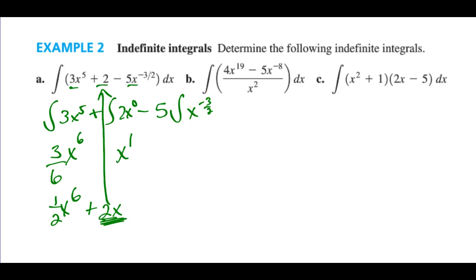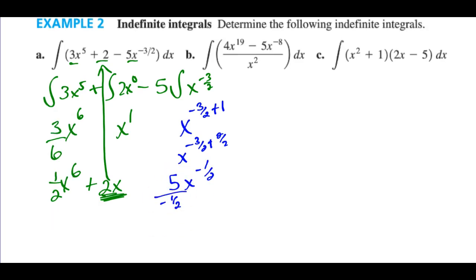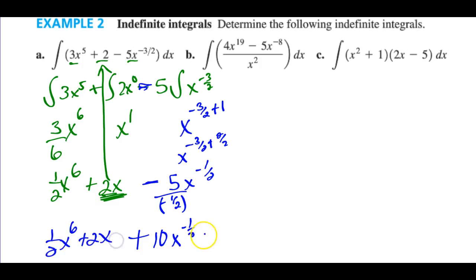Now this one's a little bit harder. So I'm going to increase this guy by 1. And that's like taking negative 3 halves plus 2 halves, which is really x to the negative 1/2. But remember, I have to divide by that as well. So 5 divided by negative 1/2. Now remember, you got this negative out there too. So we got 2 is positive 10. Because instead of dividing by a fraction, you multiply by the reciprocal, x to the negative 1/2. So I don't know if you want to leave it like that, that's fine. Let's just say plus c.